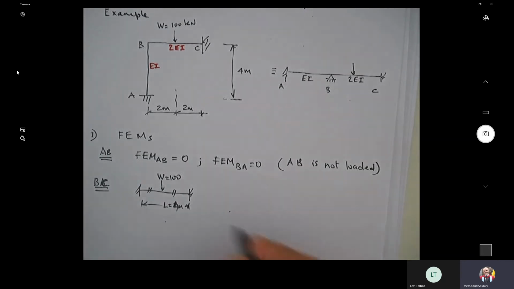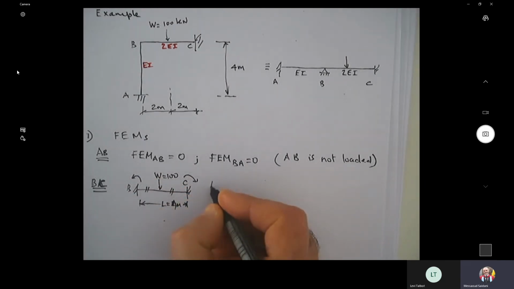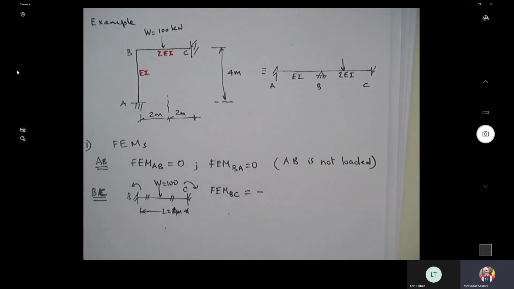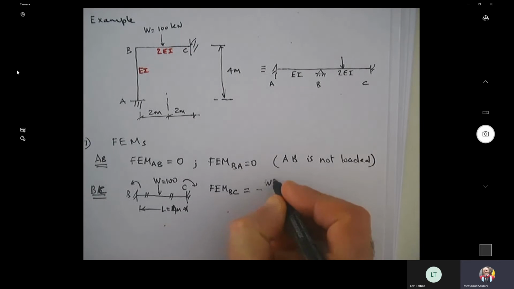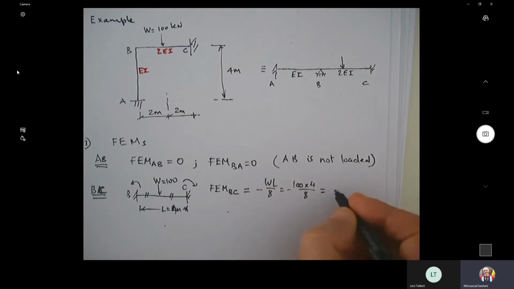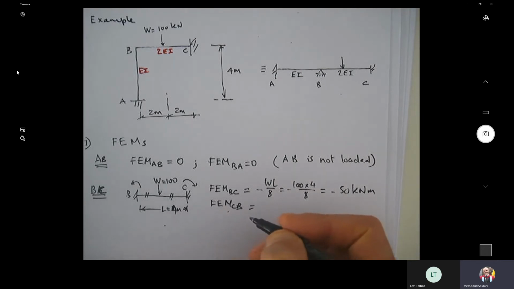If you look at your table, so it's minus WL over 8, is it? Yeah. You've got your table? Yeah, so we have minus WL over 8, which is minus 100 times 4 over 8, which is 50. So it's minus 50 kilonewton meters. And similarly for CB, it's plus 50 kilonewton meters.